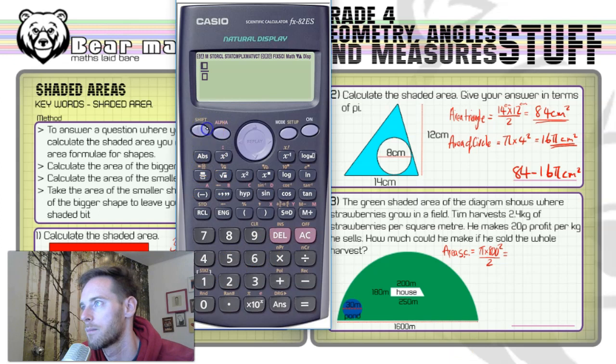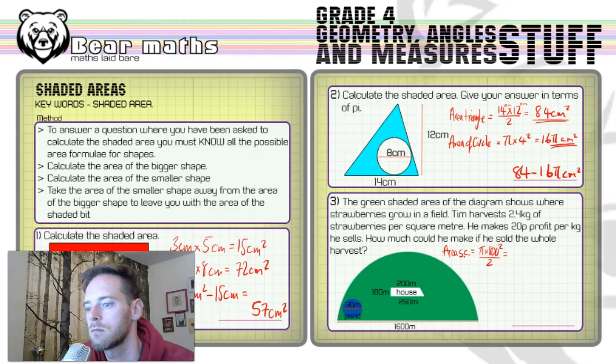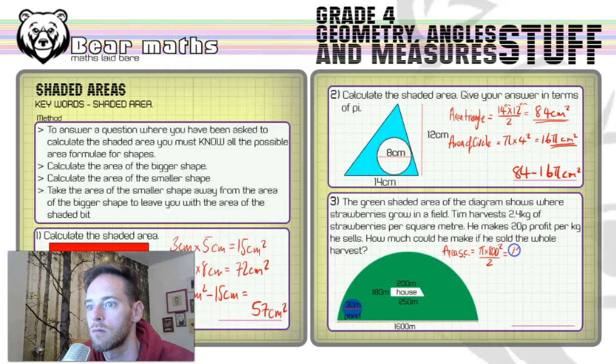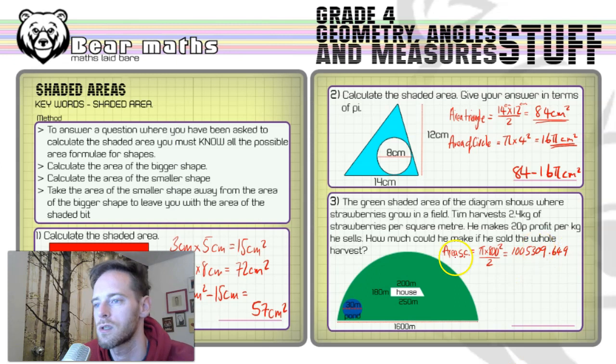We've got pi multiplied by 800 squared over 2. Hopefully we're going to get an answer that we can write down. 1,005,309.649. Okay, it's awkward. I've written down all the digits of it.